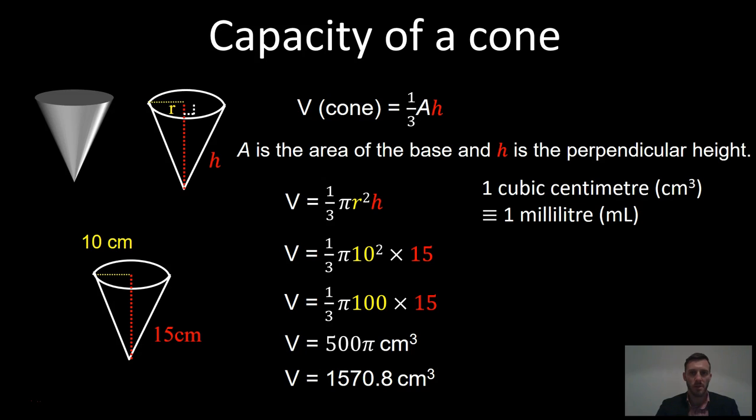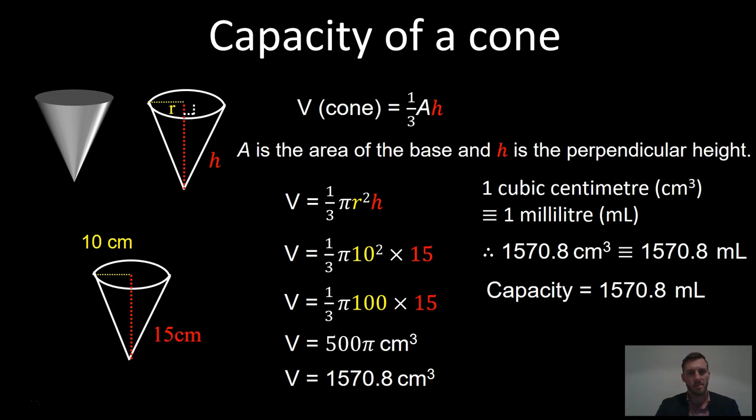Now we have our volume, we can convert it to capacity. So we know 1 cubic centimeter is equivalent to 1 milliliter. Therefore, 1,570.8 centimeters cubed is equivalent to 1,570.8 milliliters, and therefore the capacity of this cone is 1,570.8 milliliters.